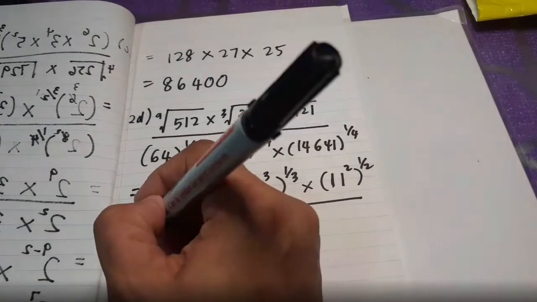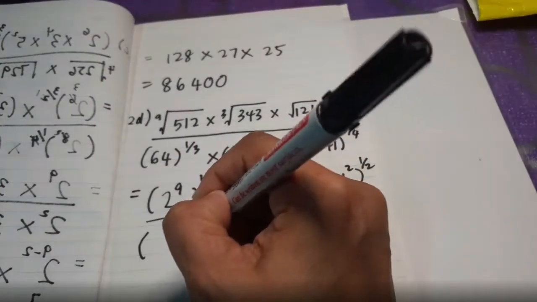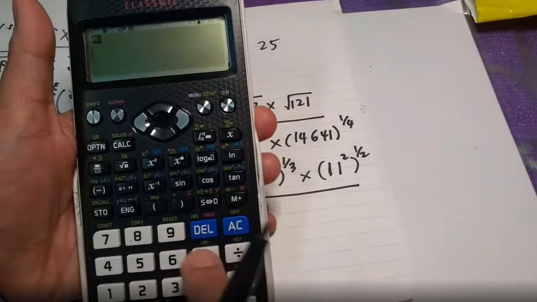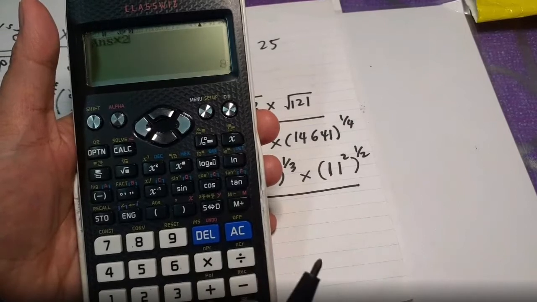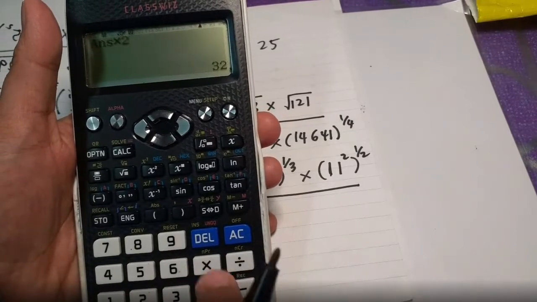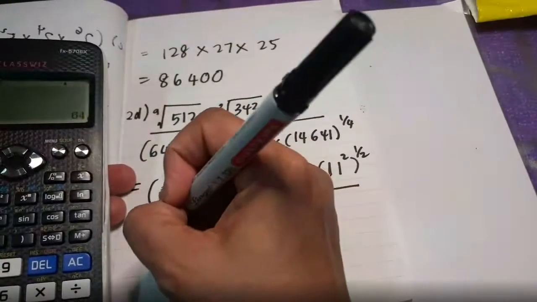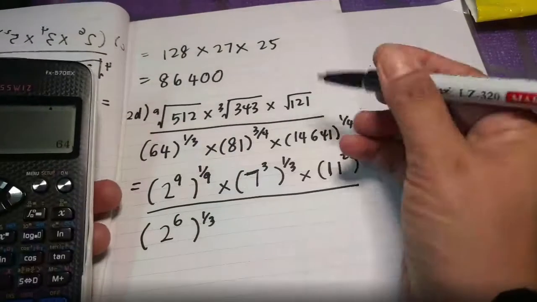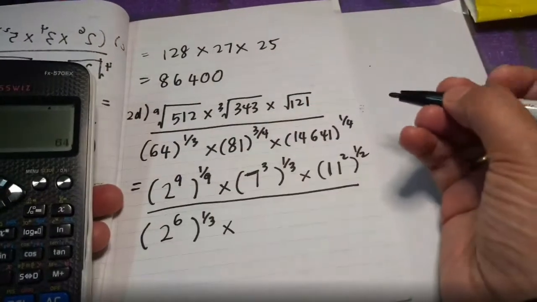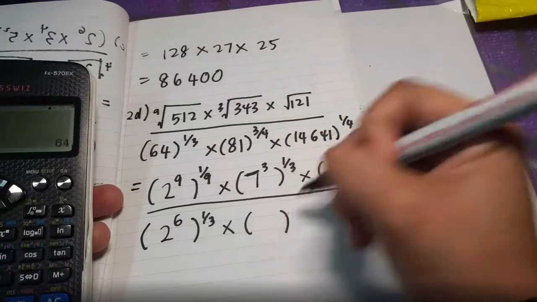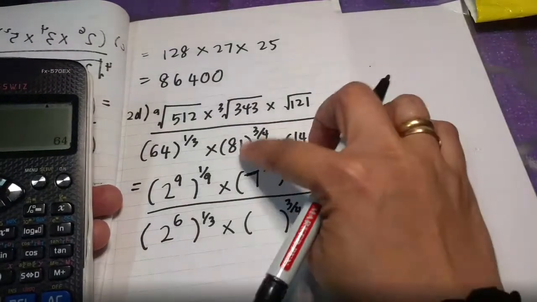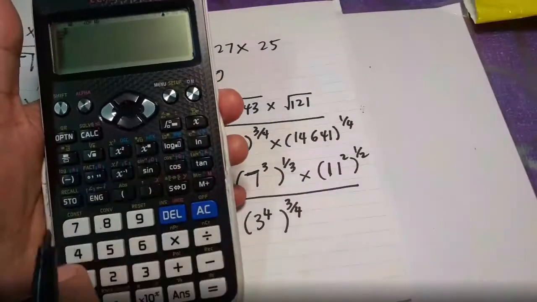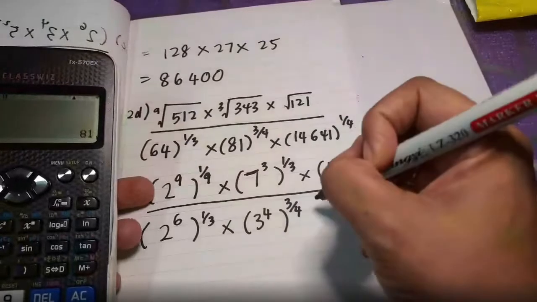Next, 64. Power of 1 over 3. What is the smallest base for 64? I start with 2. 2 multiply 2. 2, 3, 4, 5, 6. 64. So 2 power of 6. Double check. 2 power of 6. Yes, 64. Next, multiply. 81. 3 power of 4. What is the smallest base? Yes, 3. 3 power of 4. Yes. Check. 3 power of 4. So 81. Correct.